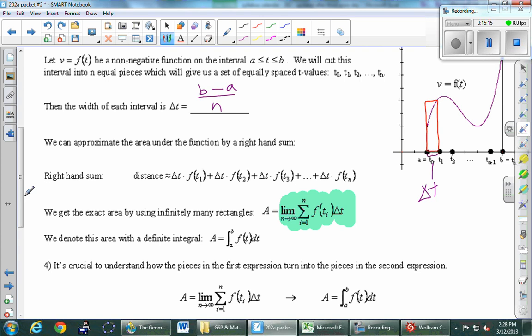And the width of that rectangle is delta t, and the height of this rectangle in this case is f of t1, because that's how I drew my rectangle. But in general, the height could be f of t anything. So this is our way of writing f of some general t times delta t. This is a height, and this is a width. And we multiply those two together, we get the area of a single rectangle.